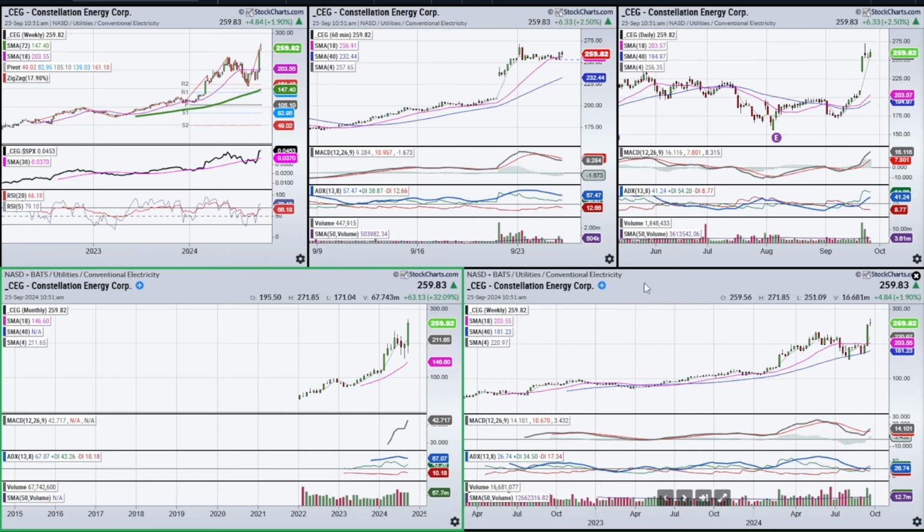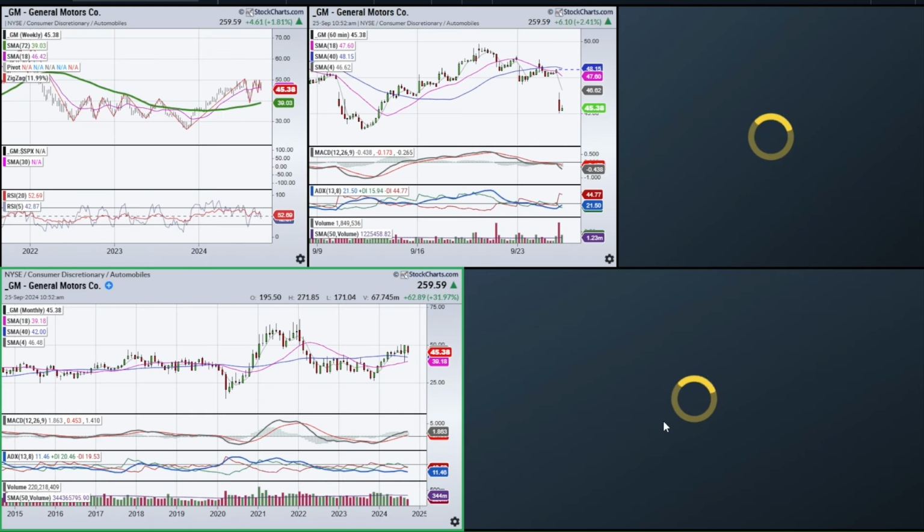There's a lot of attractive utilities worth looking at for sure. And so I don't know that I'd feel like I have to chase this one. If I got a little pullback in some of the stronger utilities, I would have an interest in that.